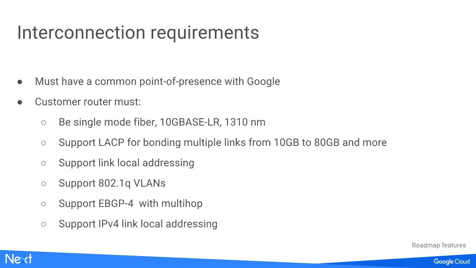You have to support a linked local address. So if you're doing the private solution, you have to have a linked local address on your router. You have to have a private ASN that you exchange with us. 802.1q VLAN tagging, and that's how we'll do traffic separation. I'll go into the details about traffic separation in just a bit. And this is all using IPv4 linked local addresses. So a little bit more detail.